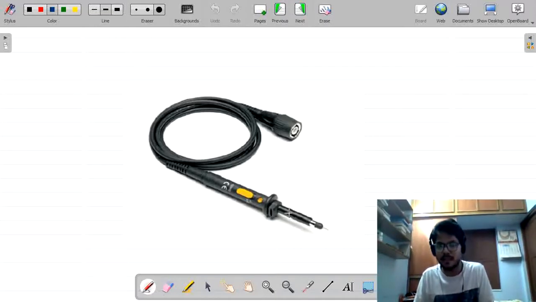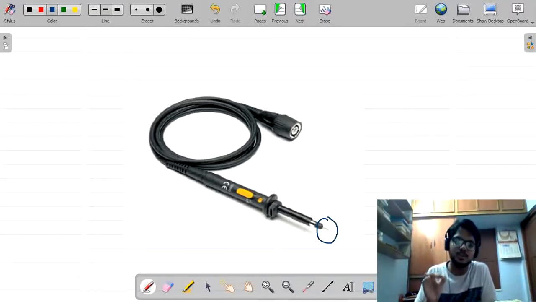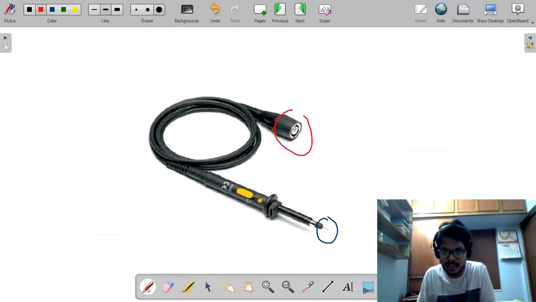The probe has two sides. The first side, this blue encircled side, is generally used to connect to electronic components such as a voltage source, current source, amplifier or transistor, where we need to measure. It is connected to that point. And this red encircled end is called a scope. It is used to connect to the CRO.